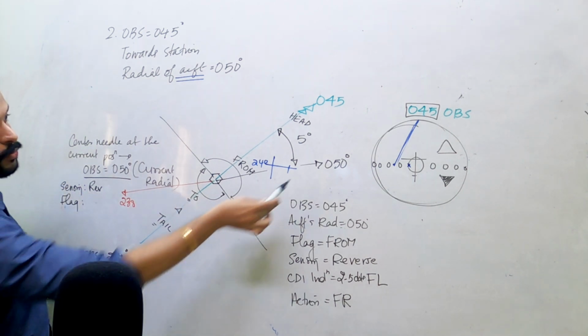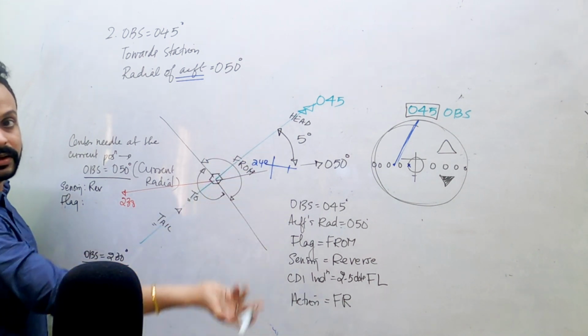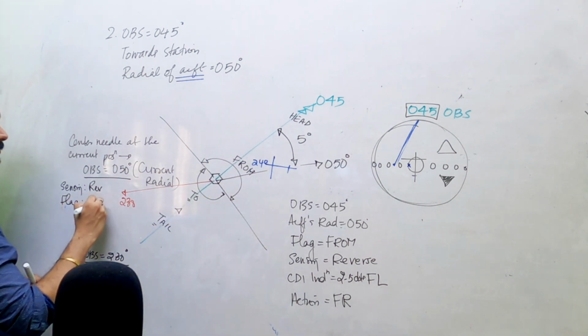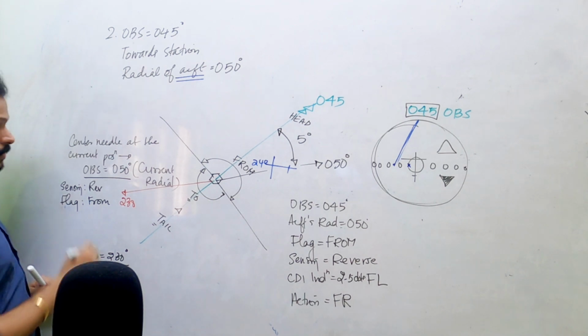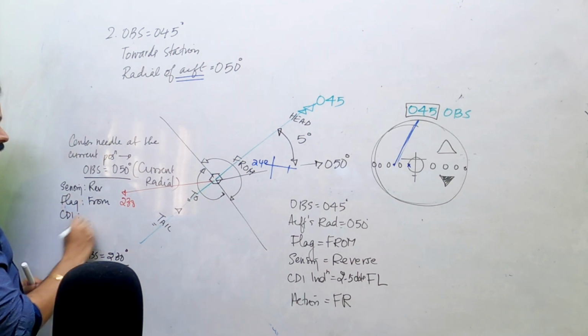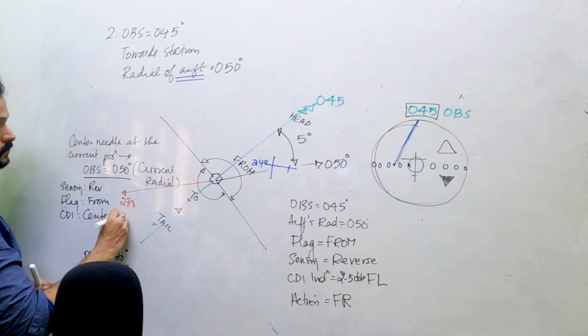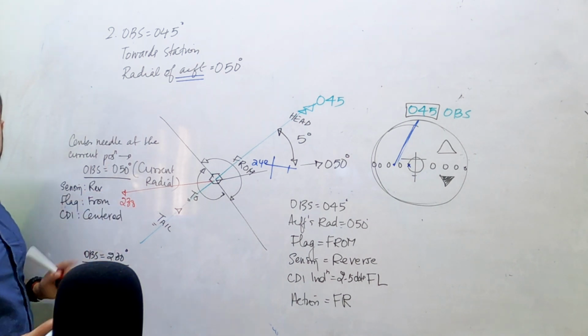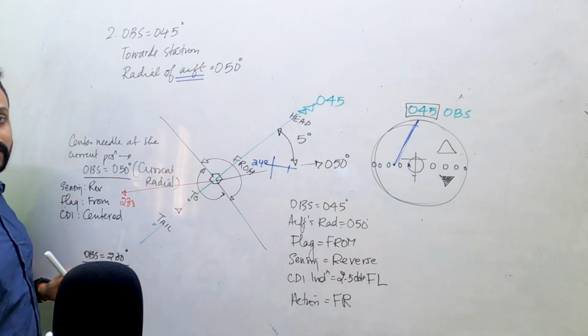What is the flag? When I OBS 050, I'm on the head side of the 050, and therefore it's a from flag, right? What is the CDI indication? CDI indication will be 0 degrees. Yeah, it will be centered, because you have OBS'd your own radial, and therefore no action is required. You're already on the OBS radial.